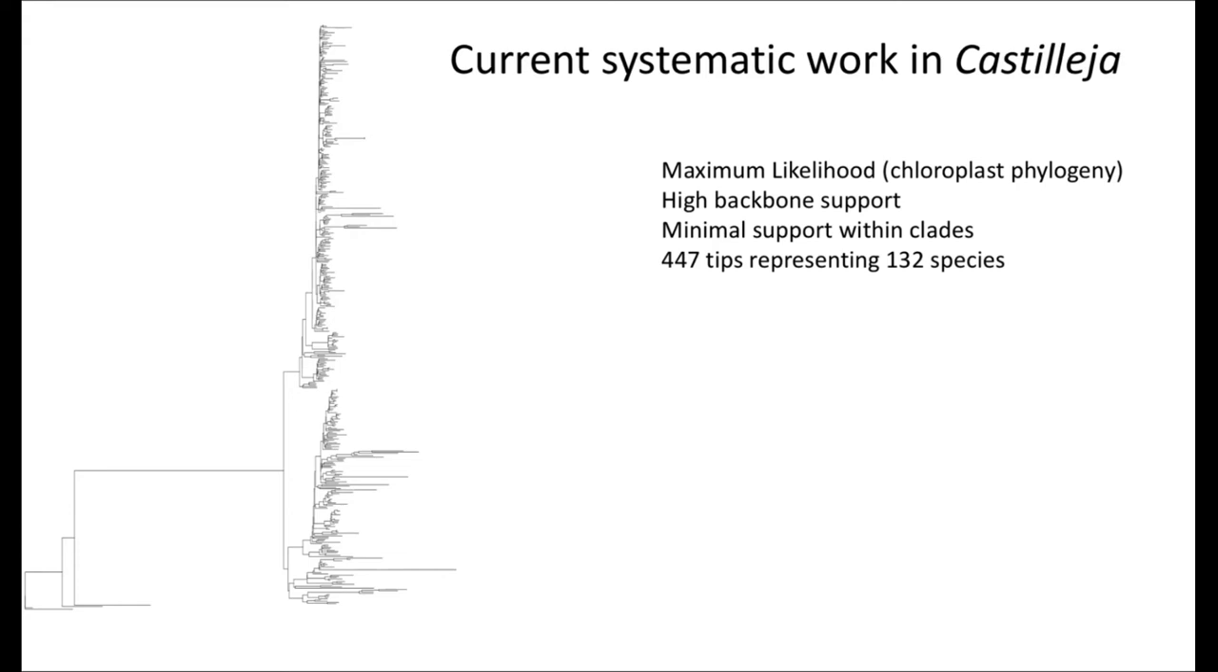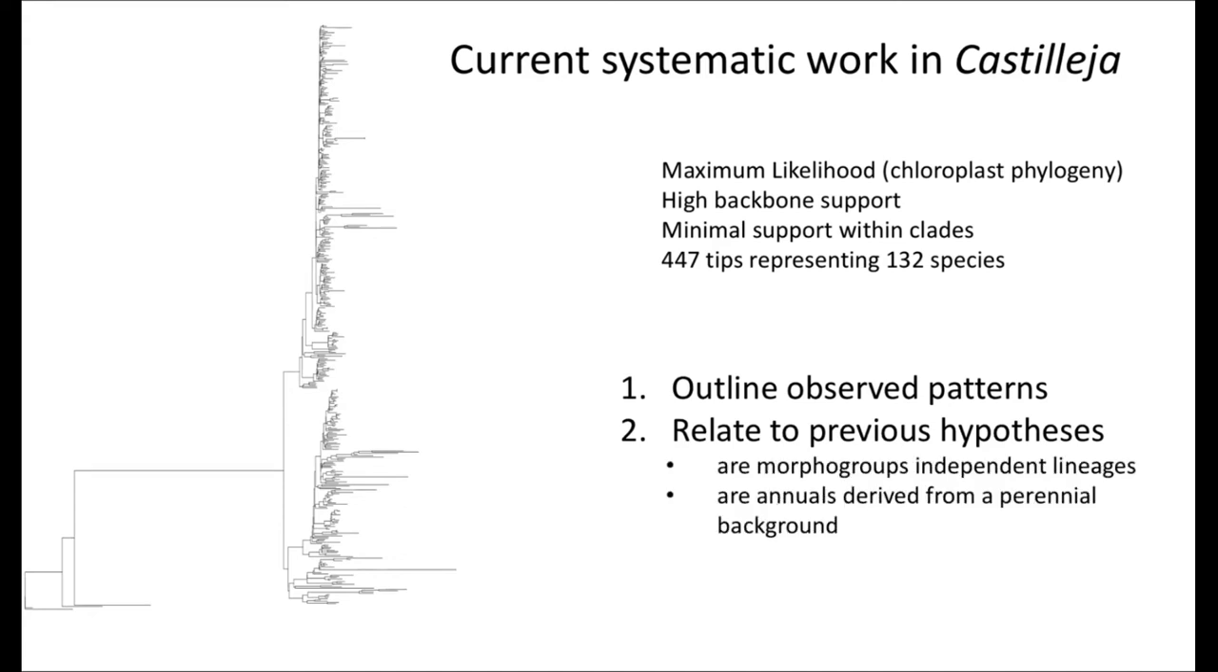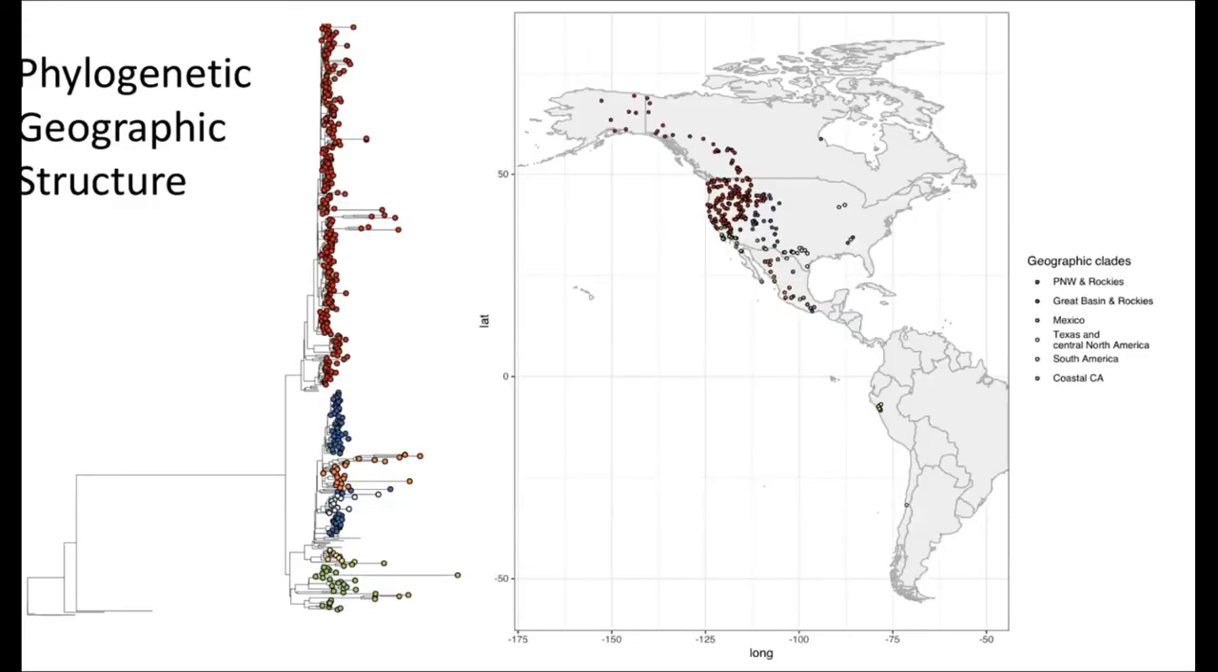The way I'm going to go about this is to first outline some of our general patterns that we observed, and then relate these to previous hypotheses that have been addressed in earlier work. So are the morphogroups independent lineages? And are annuals derived from a perennial background or vice versa? Okay, so first I'm going to start with these observed patterns. The most impressive pattern is this really amazing phylogenetic geographic structure.